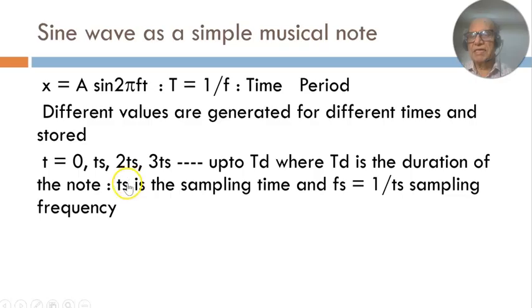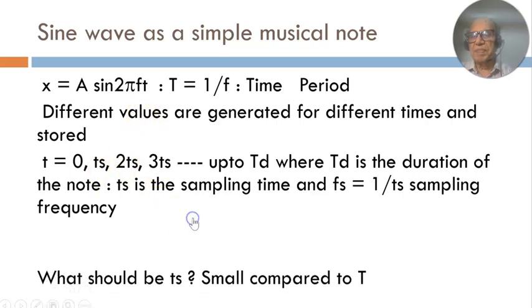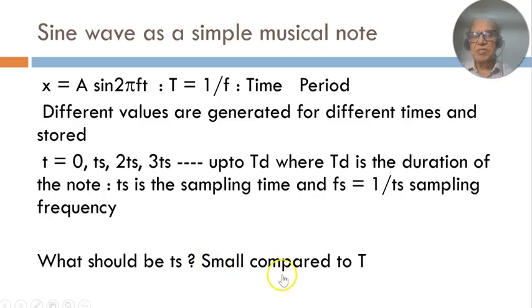Now what is this ts? Ts is called the sampling time and its reciprocal is called the sampling frequency. So the question now we ask is, what should this ts be? So ts should be small compared with the time period of the sine wave. How small? So we'll take a couple of examples.